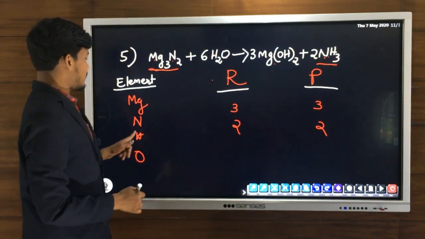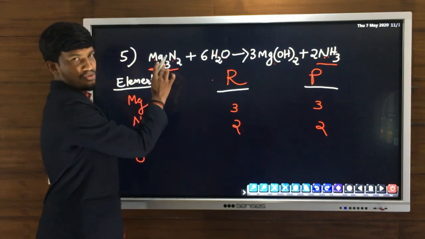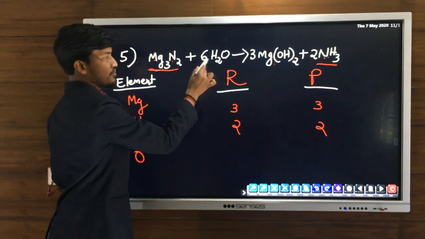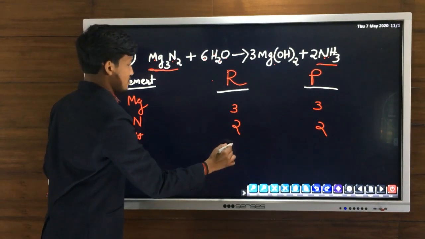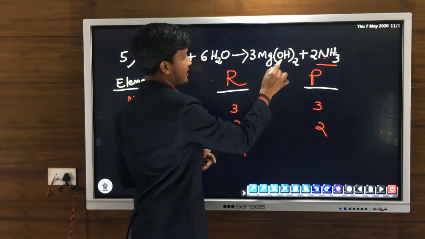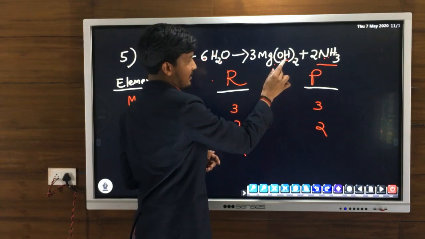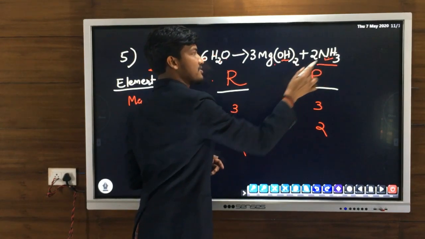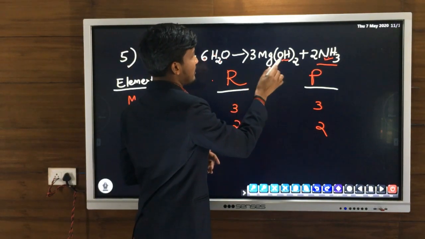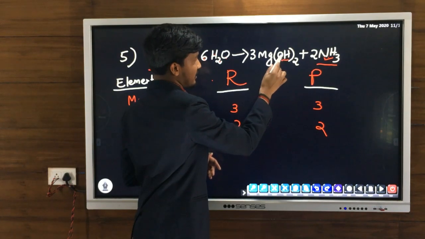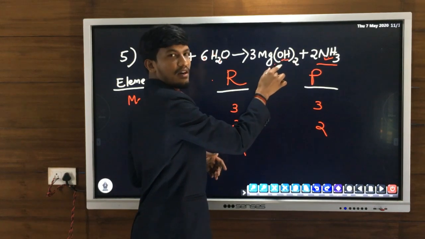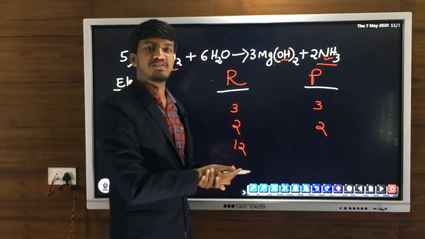Next, hydrogen. There is no hydrogen in the first reactant. Hydrogen is in the second one: 6 into 2, because the coefficient is 6, 6 twos are 12. On the right side, we can see that hydrogen is in the first product and also present in the second product, so we have to consider both products. So how to count this? In the first, in Mg(OH)2, H is inside the bracket, so we have to consider the outside number, and also there is the coefficient 3.